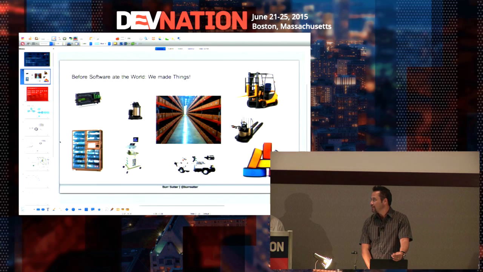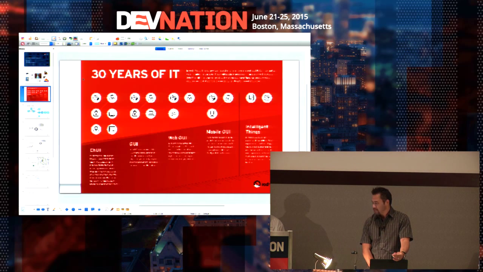So if, in fact, you deal with physical things, this sort of idea of the Internet of Things could be very interesting to you. This little diagram I drew here is very small.